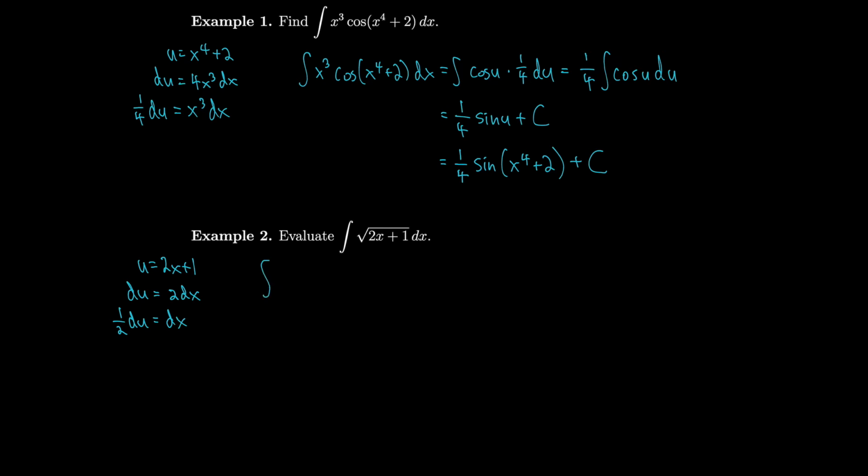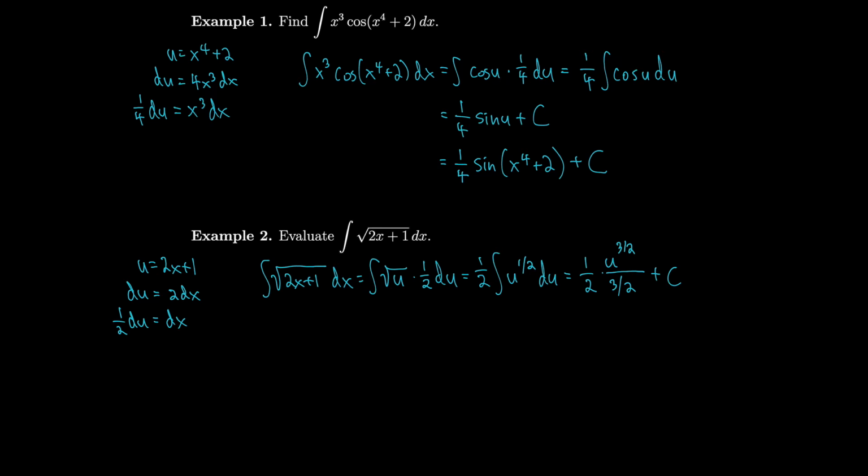Substituting in, we get that the integral of 2x plus 1 dx is equal to the integral of square root u times half du, which is equal to half of the integral of u to the 1/2. Writing it as a power allows us to use the reverse power rule to get half times u to the 3/2 divided by 3/2 when taking the antiderivative. We remember our plus c, and then this equals 1/3 u to the 3/2 plus c when we simplify.